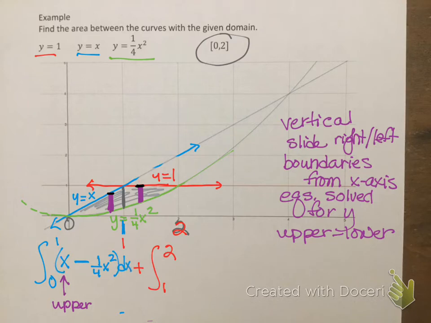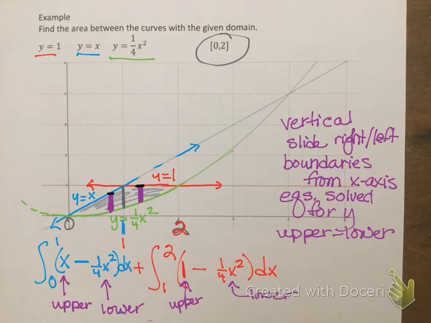Now let's go to the red curve. Here, lower. So for my red curve, my upper, y is equal to 1 minus, and my lower is 1/4 x squared. I am assuming that you could do this integration. I want to start focusing more and more and more on setup.